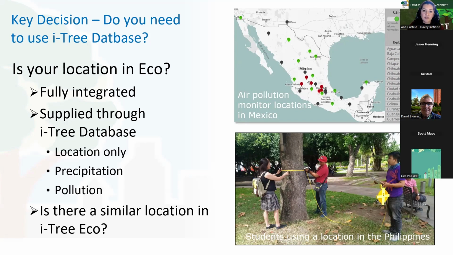And if you definitely want to get your location integrated into Eco, but there's a similar location or maybe a pollution station that is a little bit further away, but you think is similar enough to where you are, that is also a possibility, and you could use it in your project if that's acceptable to you as well. So there are a lot of workarounds or ways you can approach this, but I would say checking to see if your location is already in Eco would be a great first step.